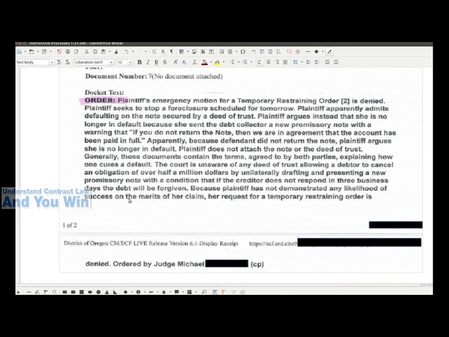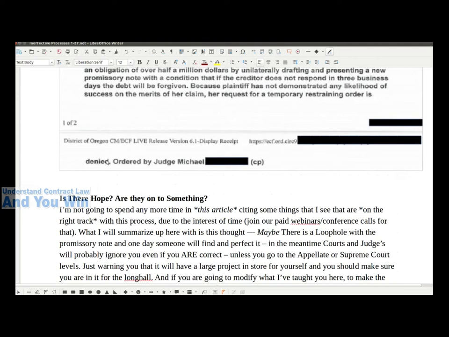Remember I said all you need is 5%, all you need is any possible likelihood of any success on the merits of your claim. Because the plaintiff has not demonstrated any likelihood of success on the merits of her claim, her request for temporary restraining order is denied. It's finished down here. Is denied. Ordered by Judge Michael so-and-so.